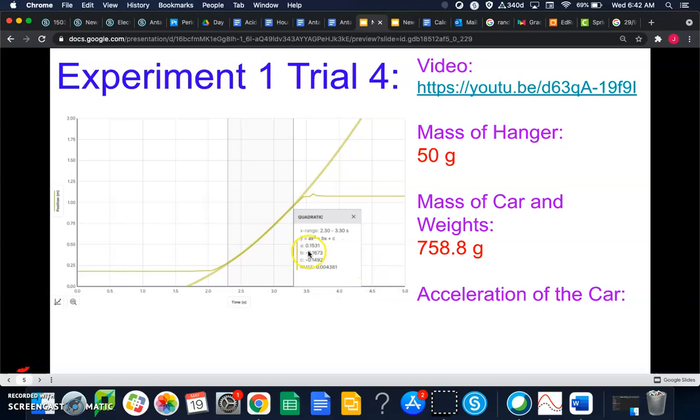Now remember that we can determine the acceleration from this A value. The A value was 0.153, and so that means that the acceleration of the car was, if we double that, 0.1531 meters per second times 2, it's going to be 0.3062 meters per second.